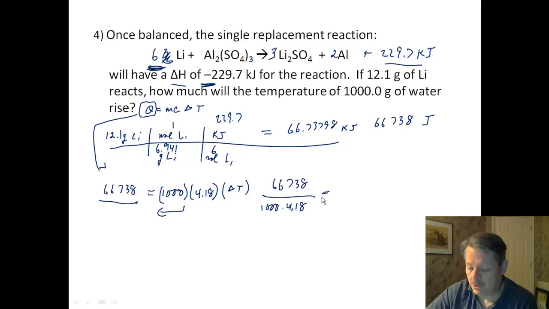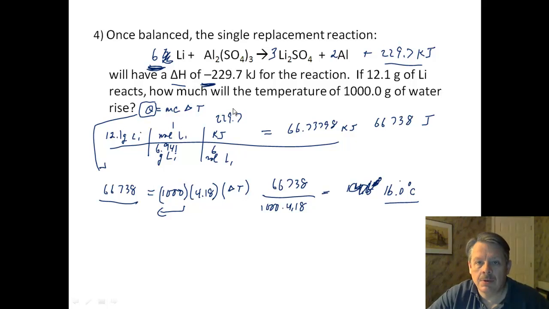And when we do that math, we get a temperature differential of 14.6 degrees. Sorry, wrong one, my bad. 16 degrees Celsius. All right, so that's my temperature change. It's asking how much it will rise. That's your answer, 16 degrees.